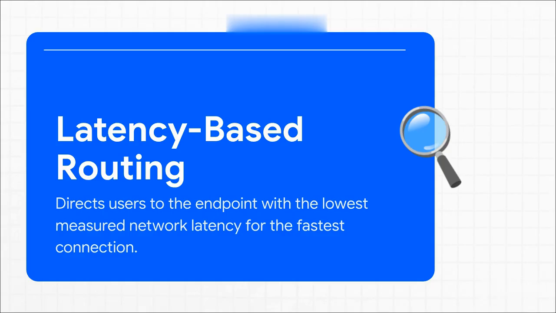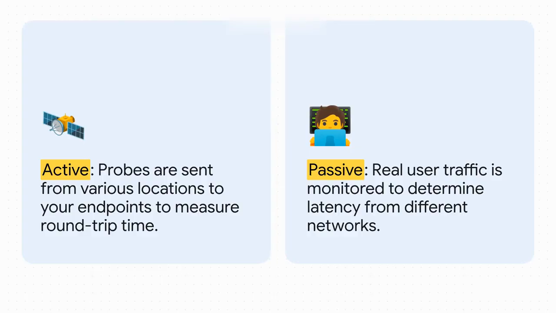The system doesn't care if the user is in Paris or Peru. Its only mission is to find the absolute fastest, lowest latency network path from that user to one of your servers. But wait a minute, how do we even know what's fastest? Good question. There are basically two ways to do it. The first is active measurement, where we send out these little digital scouts, or probes, from all over the world to time how long it takes to get to your servers and back. Or we can do it passively, by just watching the real user traffic as it flows in, and using that data to build a live map of internet performance.